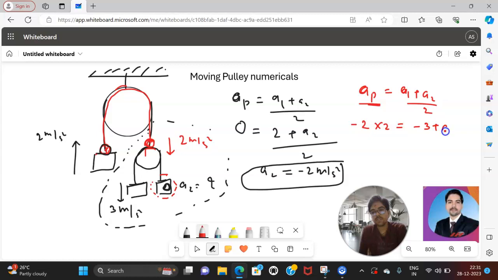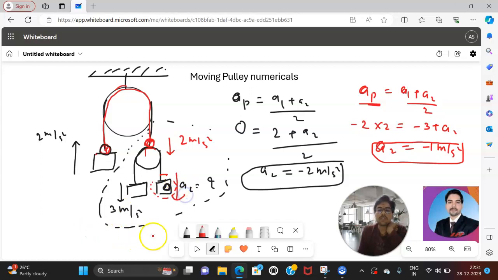Then how much is A2? Calculate. What is the answer? Tell me. Finally, you are getting how much? A2 comes out to be, please solve, how much? Minus 4 plus 3 comes out to be minus 1 meter per second square. So minus is indicating what? This block is moving in which direction? Downward direction. Is it clear? I think this question is clear.